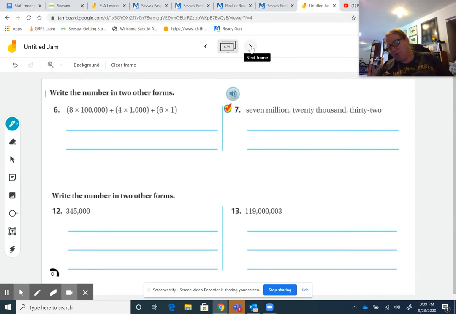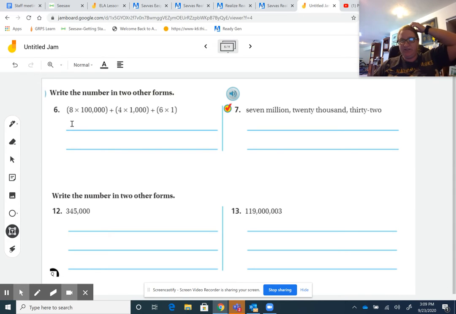With place value, we also have ways of writing it. So what I'd like to do when I have the expanded version, which is what you see for number 6, is I like to try to read it all out loud so that I can hear it. The directions say write the number in 2 other forms. So we have expanded form, we have standard form, and we have written form. So those are the 3 ways. They've given us one. We have to come up with the other 2. So first, I'm going to find the standard form of this.